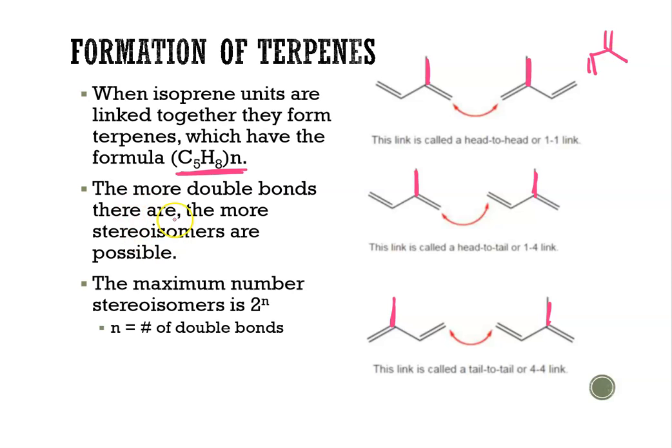All right. Because this is a double bond here, double bonds can create stereoisomers. The maximum number of stereoisomers you can have is 2 to the n power, where n is the number of double bonds that are present.